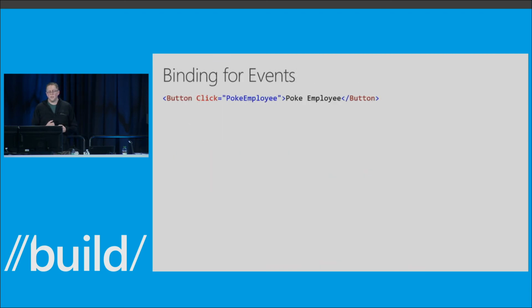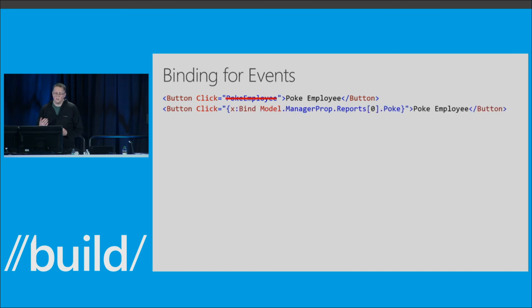The other big feature we've added for x:Bind, which is new, is the ability to bind events. I don't know why we haven't done this before. Traditionally with events, if I have a button here with a click method, a poke employee needs to be a method on my code behind. What we can now do with x:Bind is put x:Bind and then a binding expression, and now bind to wherever that expression leads to.